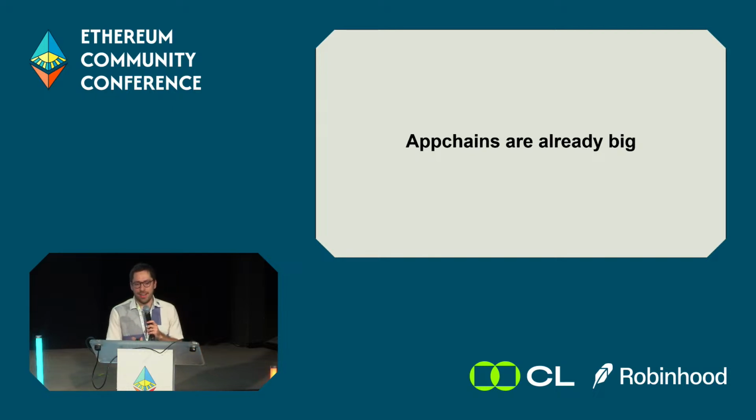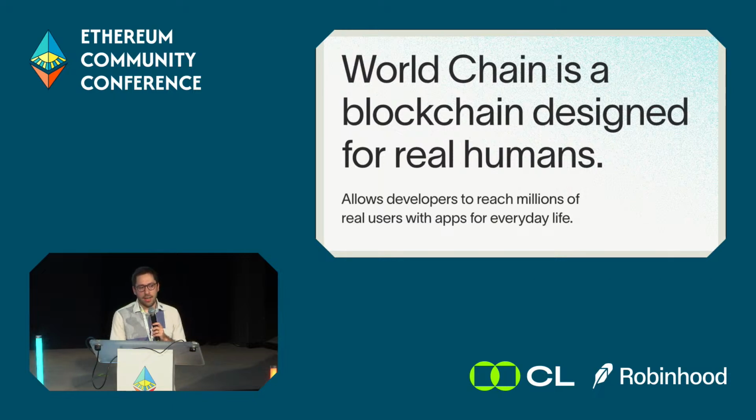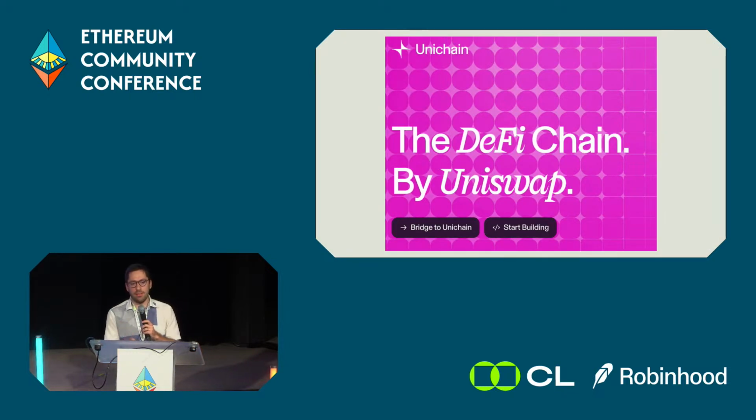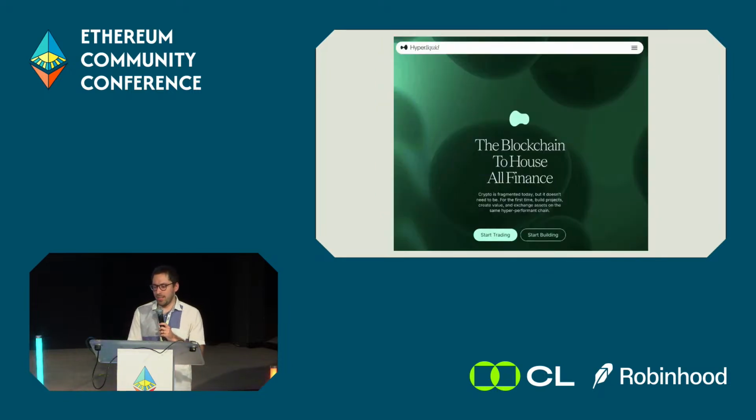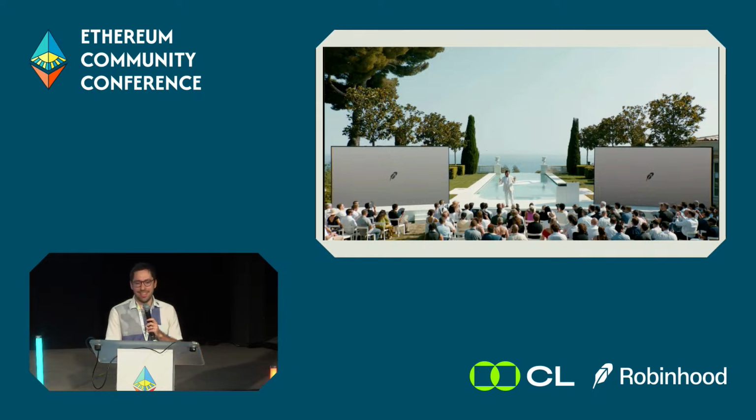First, let's start with the fact that app chains are already big. So we already have examples that are live, like WorldChain, for example, which offers block space for humans and not bots. We have Unichain by Uniswap, which centers very heavily around DEX trading. Hyperliquid, of course, which is a bit of a complicated example. We'll talk about that one a bit later. And then, most recently, here, Robinhood, which is also launching their own app chain for Robinhood's tokenized shares.